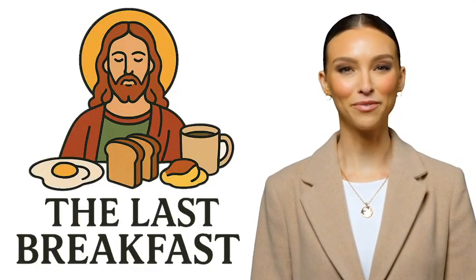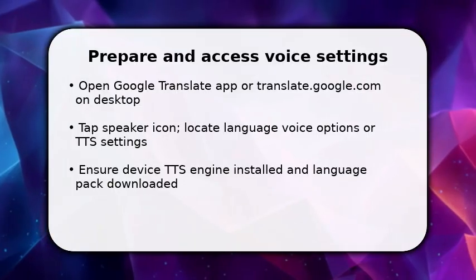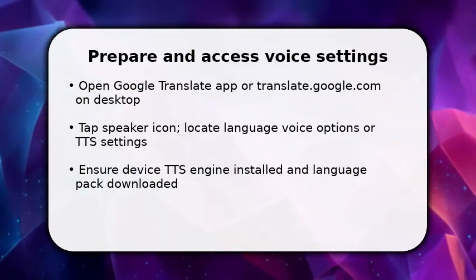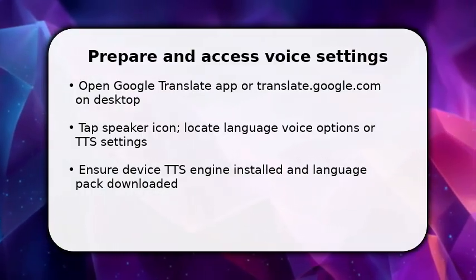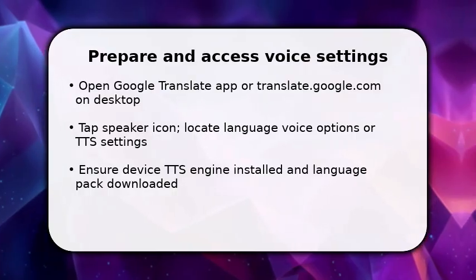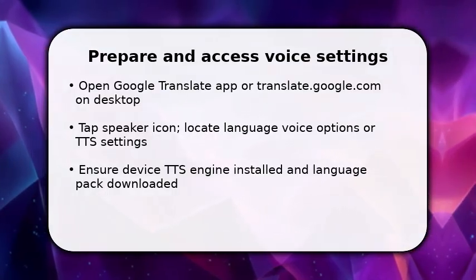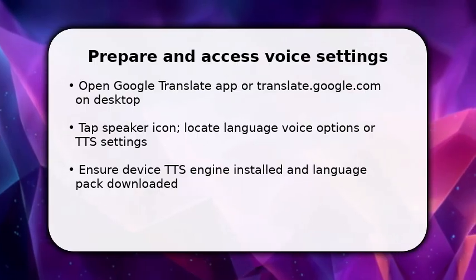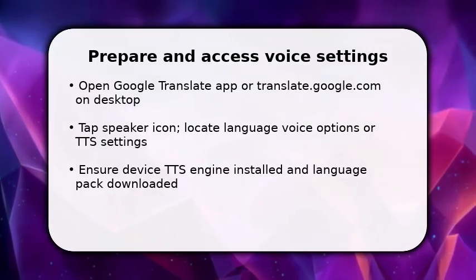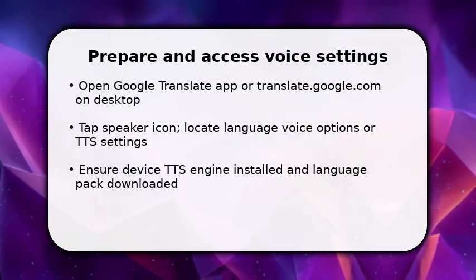Please enjoy the video. You start by opening Google Translate and selecting the target language. Once done, tap the speaker icon to trigger text-to-speech. You need the TTS menu open. Make sure your device TTS engine and the specific language pack are installed so alternative voices appear.